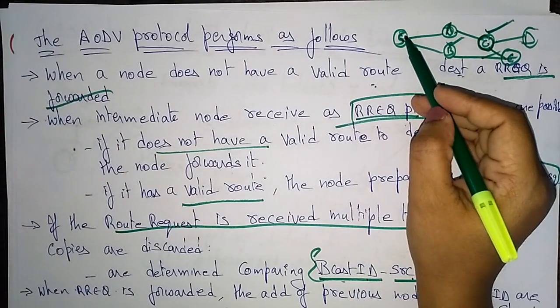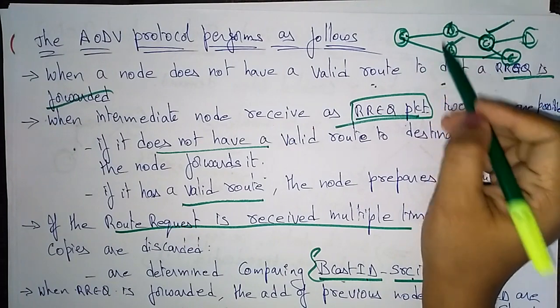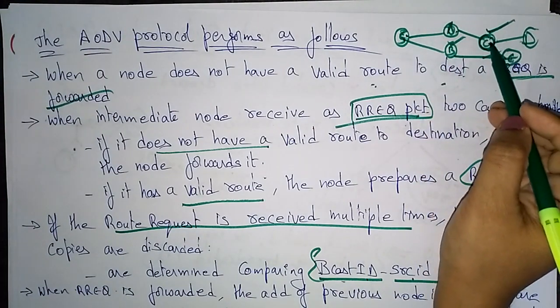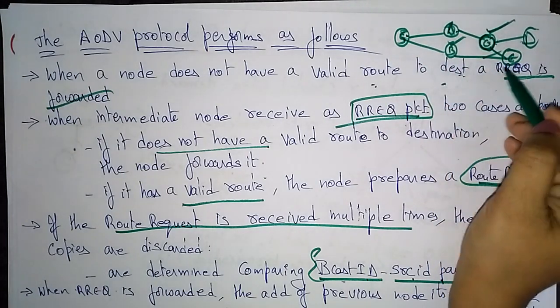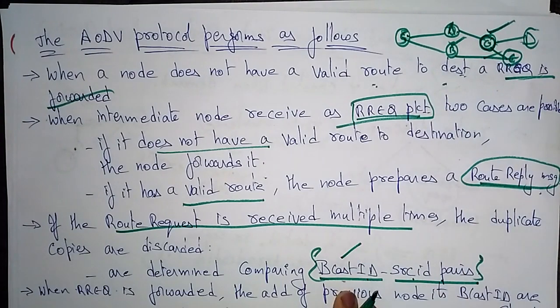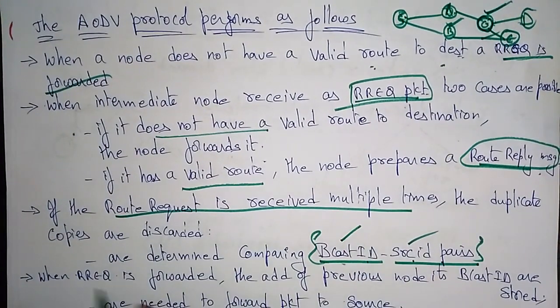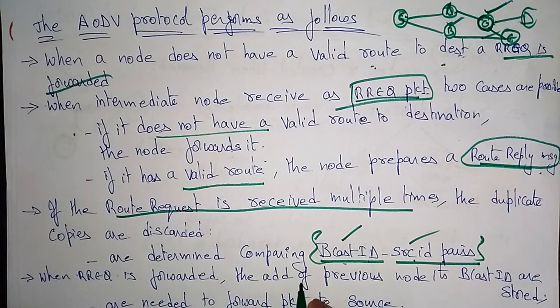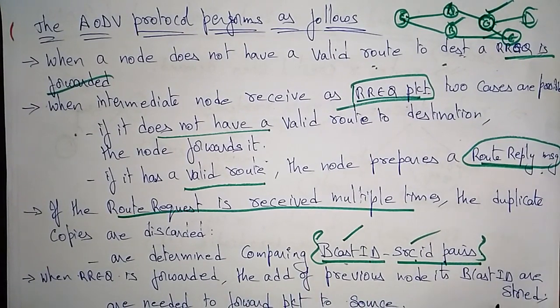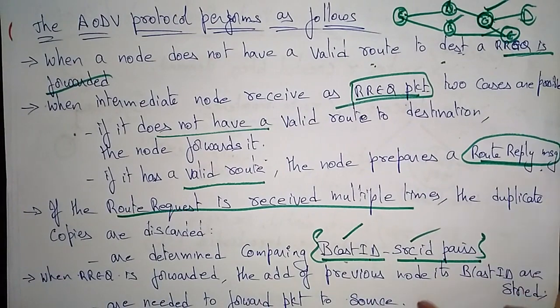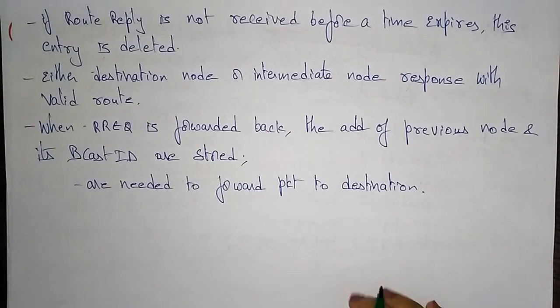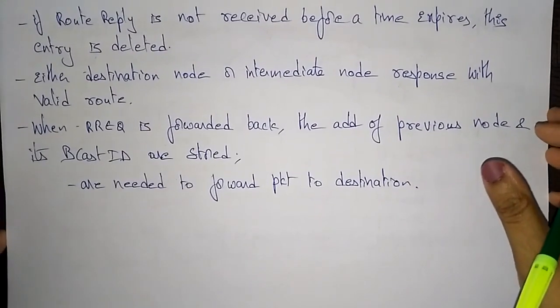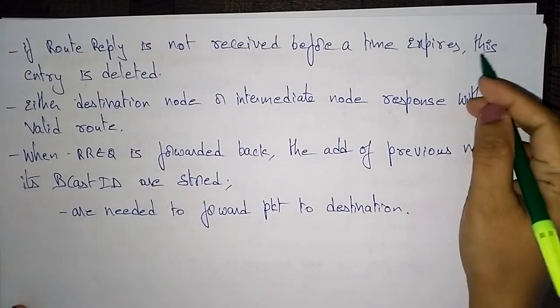So here the source ID is there, and the broadcast ID shows where it is coming from, like C to D, D to E, A to C, C to E, like that. So it just takes the shortest path with the help of the broadcast ID and source ID pairs. When a route request is forwarded, the address of the previous node and its broadcast ID are stored, which are needed to forward the packet back to the source. Suppose the route reply is not received before the time expires, this entry will be deleted.